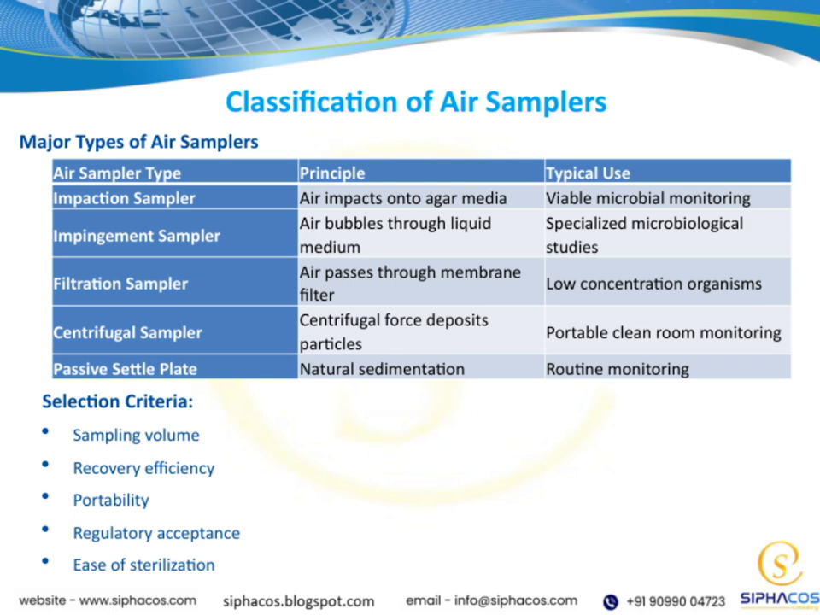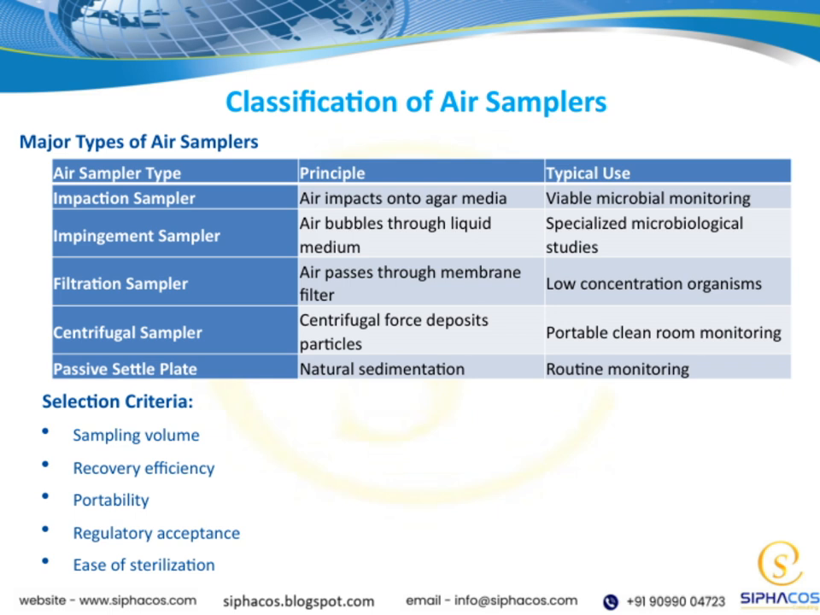Moving on to the types of air samplers, we have a table outlining some of the most common types, their principles, and typical uses. For example, the impaction sampler works by causing air to impact onto agar media, making it ideal for viable microbial monitoring. The impingement sampler uses air bubbles passing through a liquid medium, which is particularly useful for specialized microbiological studies.